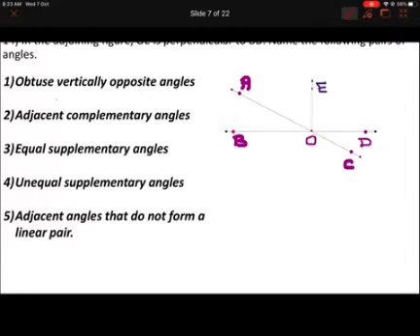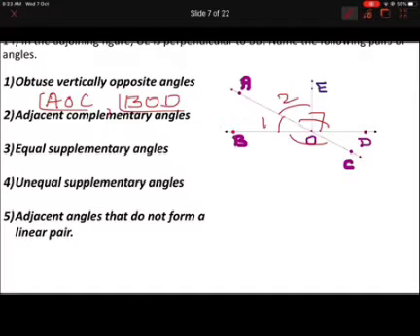So obtuse vertically opposite angles are angle AOD and angle BOC, angle AOC and angle BOD, children. Adjacent complementary angles are this and this, because this is a right angle. So the other angle also should be a right angle, but there are 2 angles here. They are adjacent complementary angles. So we'll name them as angle AOB and angle AOE. I hope this is clear.